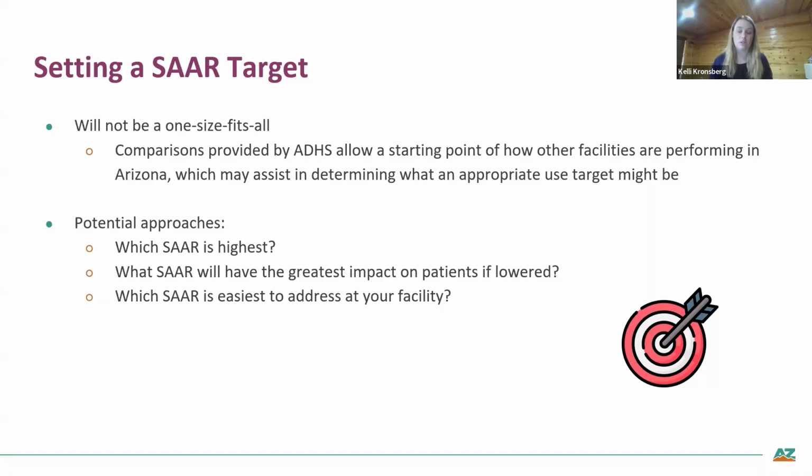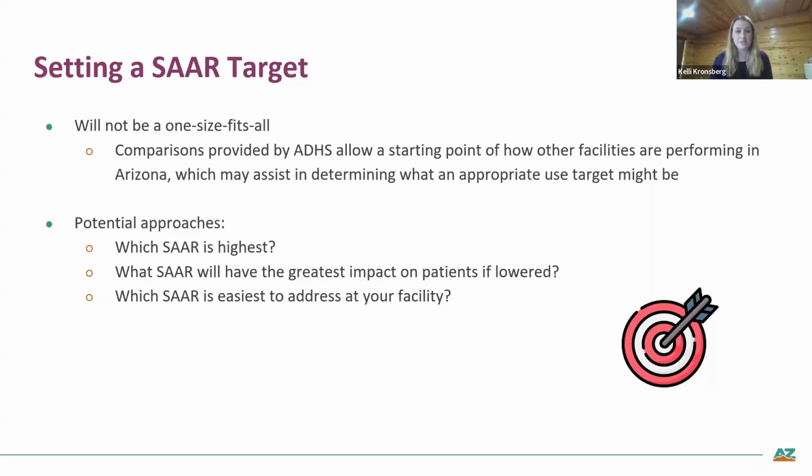Some potential approaches when figuring out where to first focus: which SAR is highest? That's probably a good starting point to indicate an outlier to the expected use, as well as the use among other facilities in the state of Arizona. You can also consider which SAR would have the greatest impact on patients if lowered. Recall that we have one specific for medications with a high risk of C. difficile infections, and if you have high rates of C. difficile at your facility, maybe that's a good one to focus on. Or maybe it's broad-spectrum agents, such as the anti-pseudomonal antibiotics and the broad-spectrum for hospital-onset SAR, or the anti-MRSA agents in the gram-positive SAR.